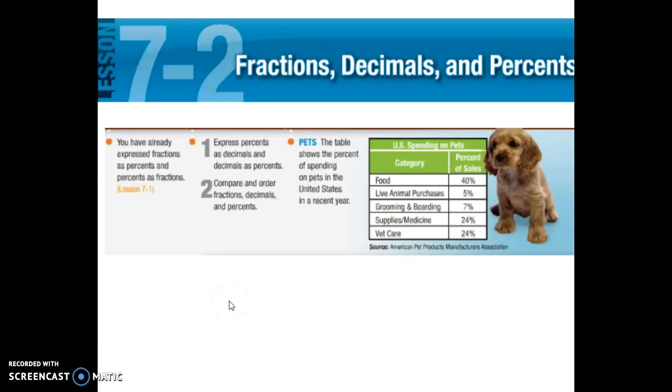Alright, we just got done doing fractions and percents. Now we're going to add decimals to the party. So what's a party of 2 people? We're going to have 3 people. Way better. All 3 are related: fractions, decimals, and percents. So let's see how they all tie in together.